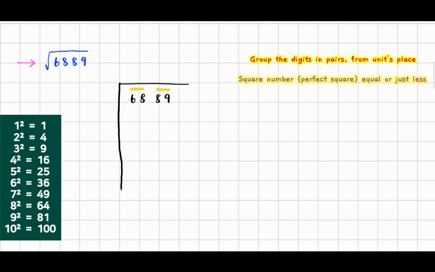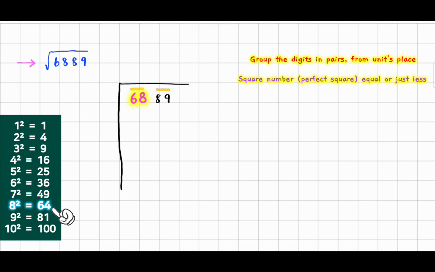In the second step, think of the square number, or perfect square, that is equal to or just less than the first pair. Well, here our first pair is 68. Since 68 is not a square number, we choose the square number lower than 68. The square number just lower than 68 is 64. Even 49 is a square number lower than 68, but remember, we always choose the one which is closest. We know that 8 squared equals 64.